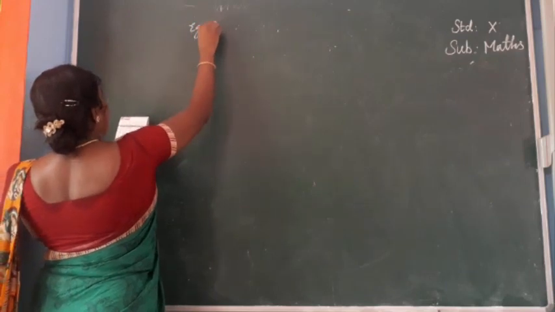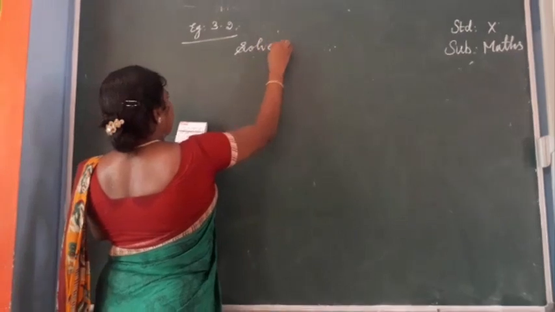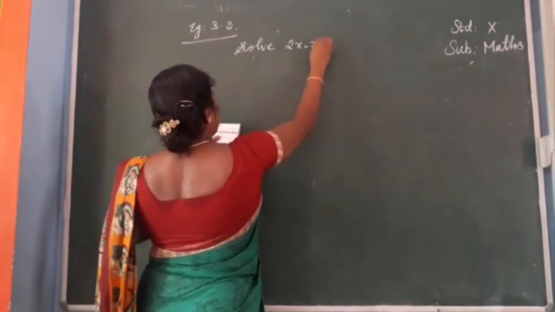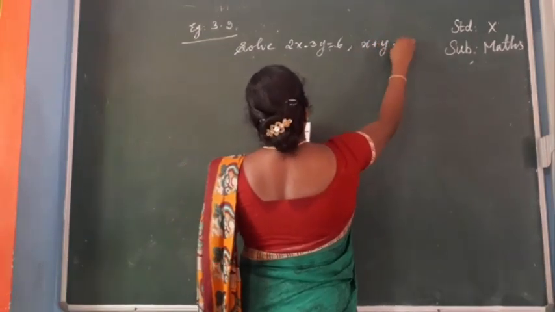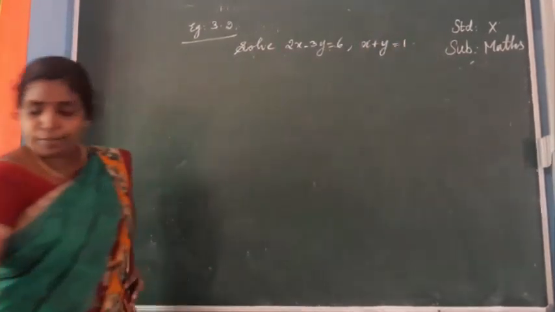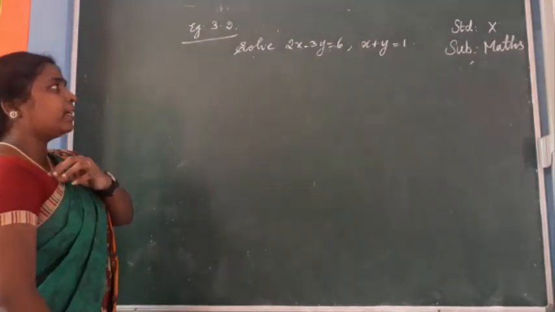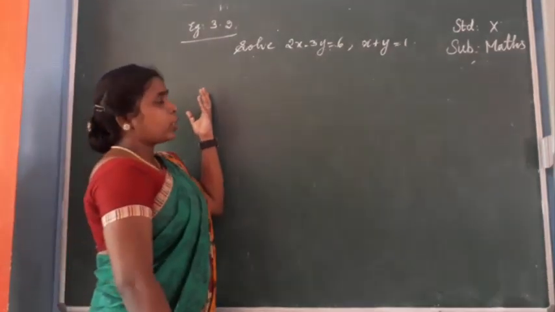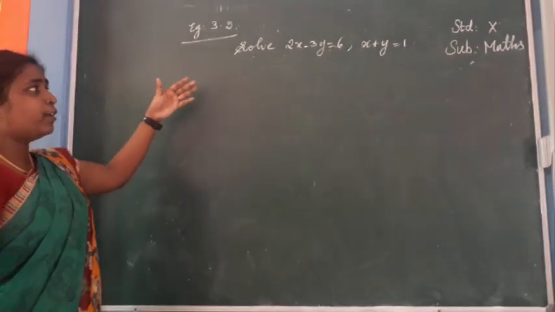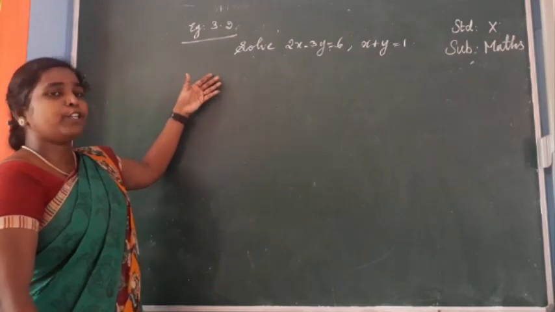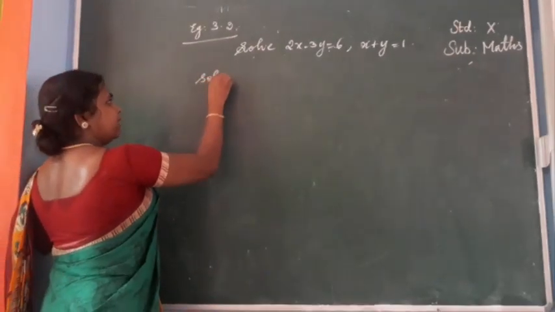Example 3.2, solve 2x minus 3y equal to 6, comma, x plus y equal to 1. Okay, so now we can solve this problem using the elimination method. Any one method you can use: elimination, cross multiplication or substitution. In the previous problem we used the substitution method. Now I am going to use the elimination method. So simple, only the elimination method.